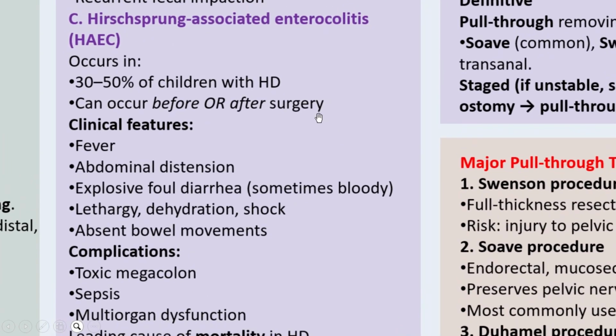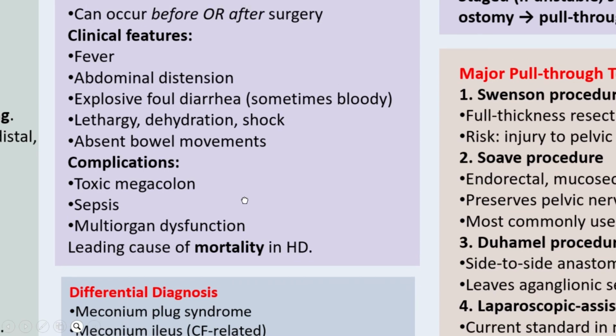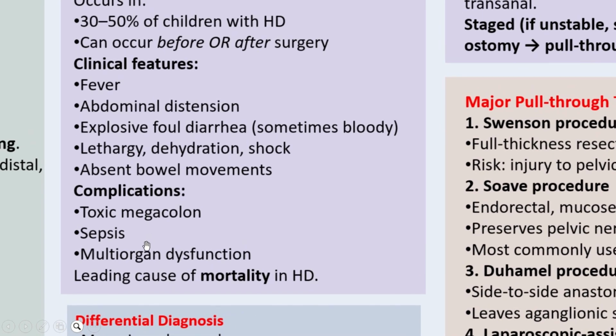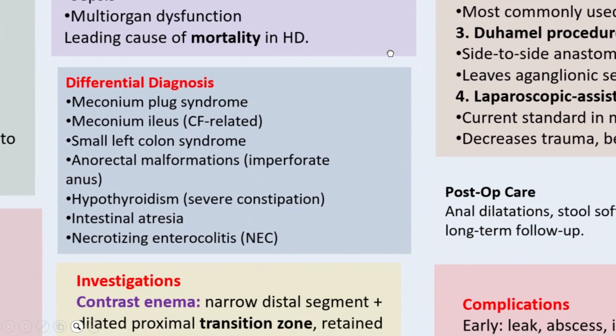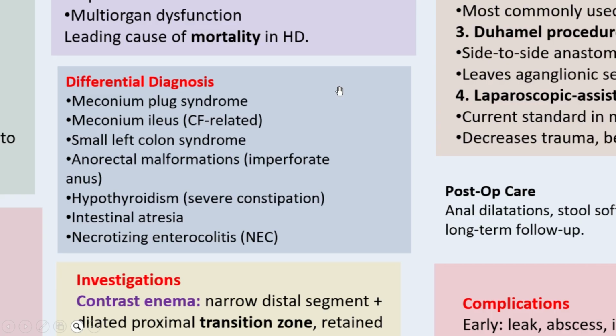So the clinical features of Hirschsprung's-associated enterocolitis are that we have fever because of organisms. We have abdominal distension. We are going to have an explosive, foul diarrhea because things are piled up for a long time. We're going to have lethargy, dehydration, shock, and absent bowel movement. And then the complications from this: we can have toxic megacolon, sepsis, multiple organ dysfunction, and it is the leading cause of mortality when it comes to Hirschsprung's disease.